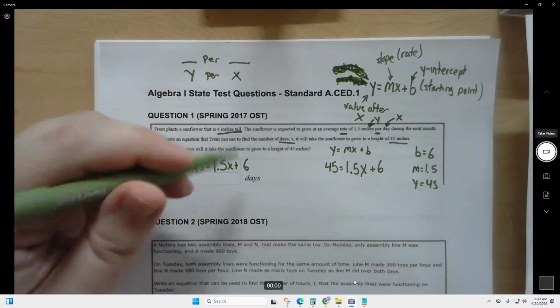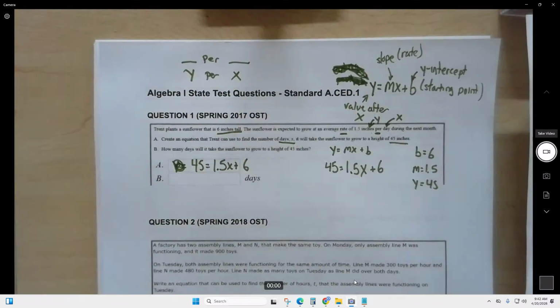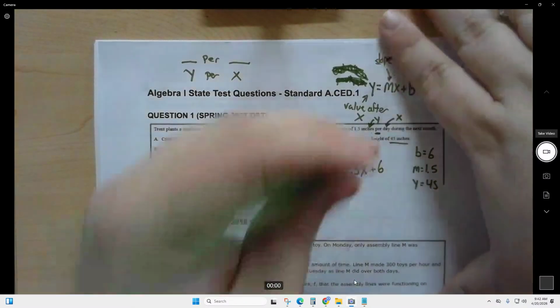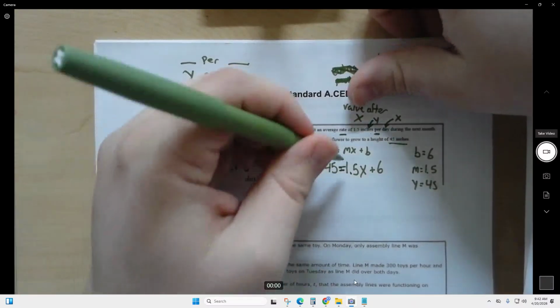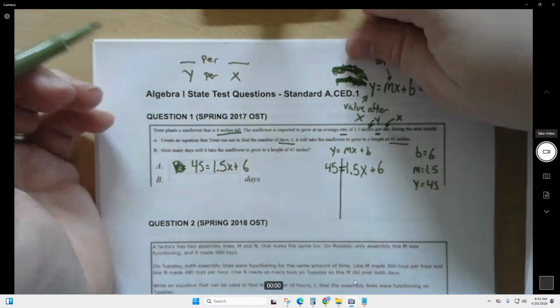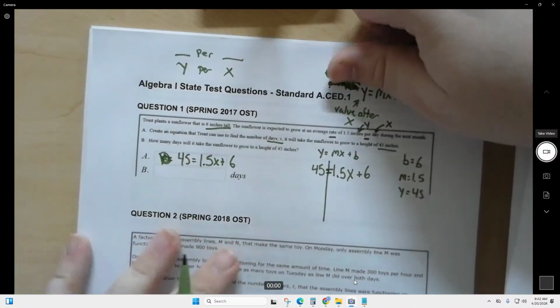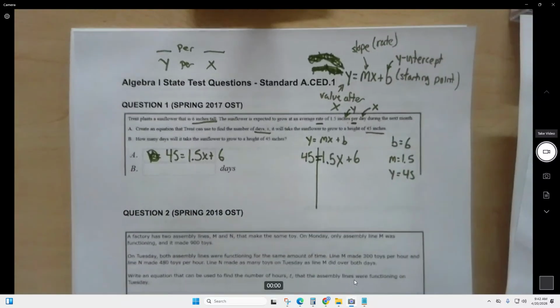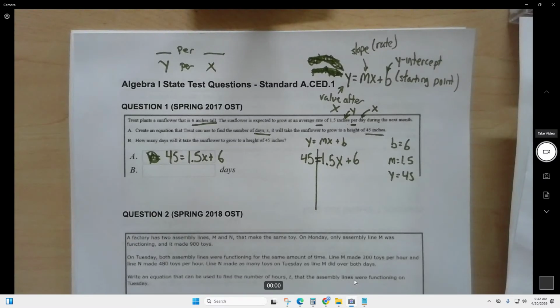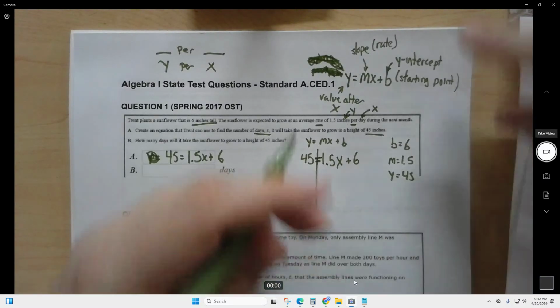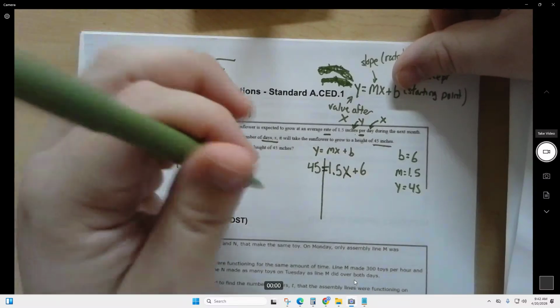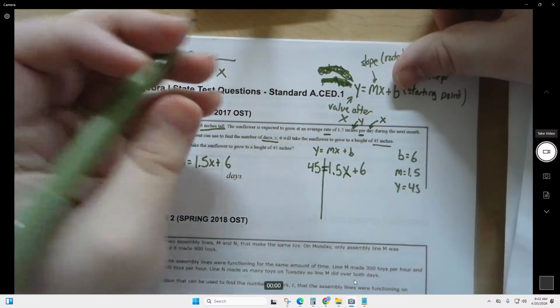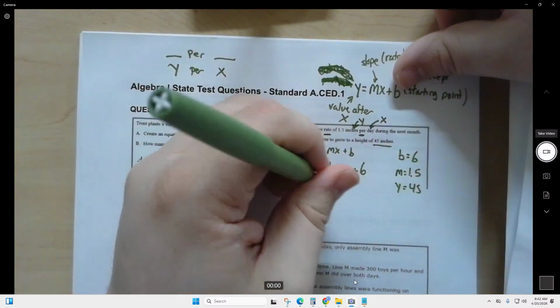Now it says, how many days will it take for the sunflower to grow to a height of 45 inches? This is just asking you to solve for x. So we're going to go back over basic equation solving. What I always like to tell people is I like to draw a fence, or I like to think of it as a door. At the end of the day, imagine you're having a party at your house. There's a point where you just want everyone to leave and you want to be by yourself. So x is having a party here. x wants everyone to leave. So in order for people to leave, they have to go through the door.